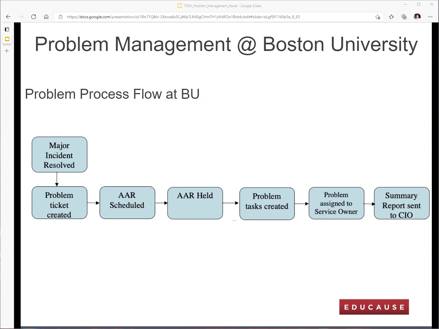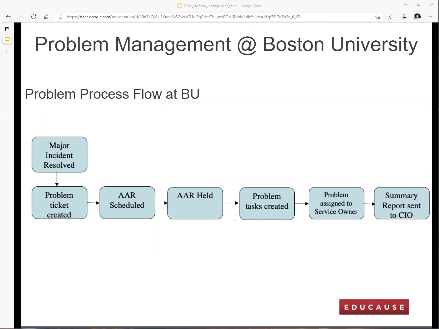So the problem practice manager, that's me, will schedule an after action meeting, and I will invite the folks who worked the issue, and the service owners for both the impacted and responsible services. We have a meeting, we basically talk about what happened, why it happened, or if we don't have enough info, we will create action items which translate into problem tasks.